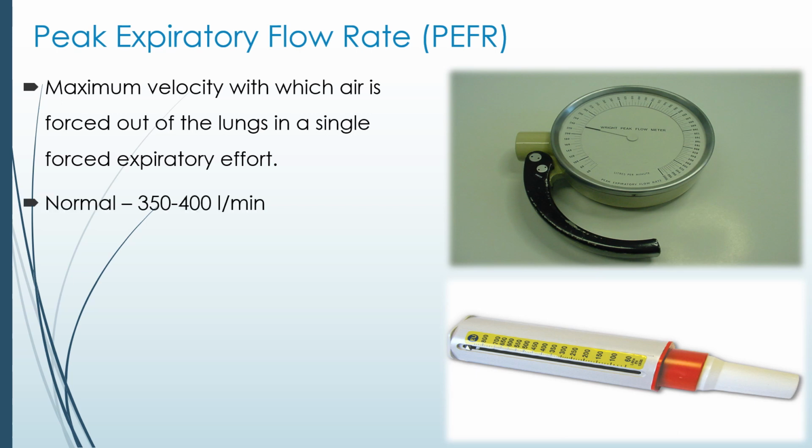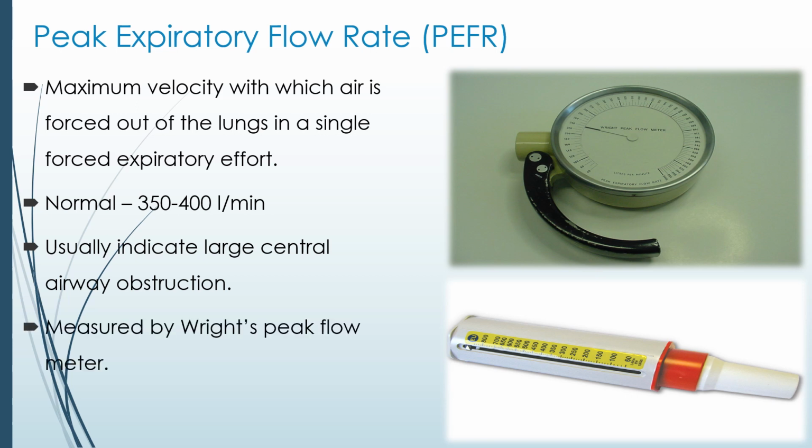The normal rate is 350 to 400 liters per minute. Usually this indicates large and central airway obstruction. It is measured by the Wright's peak flow meter. This is the Wright's peak flow meter that we use in our laboratory. It was earlier.